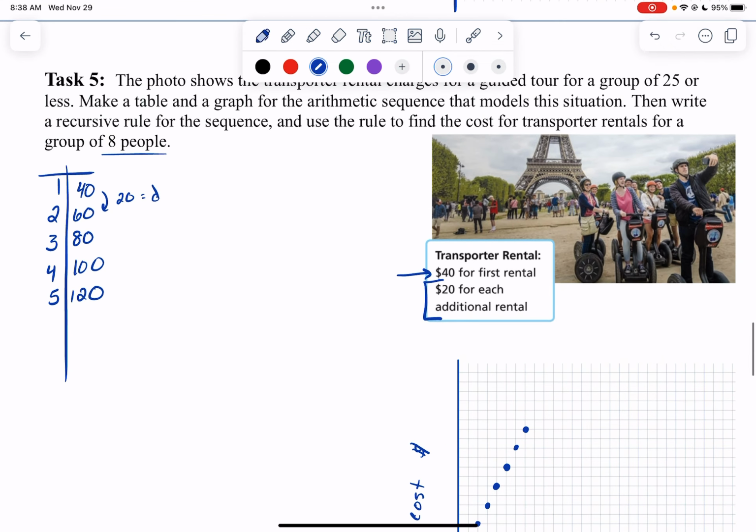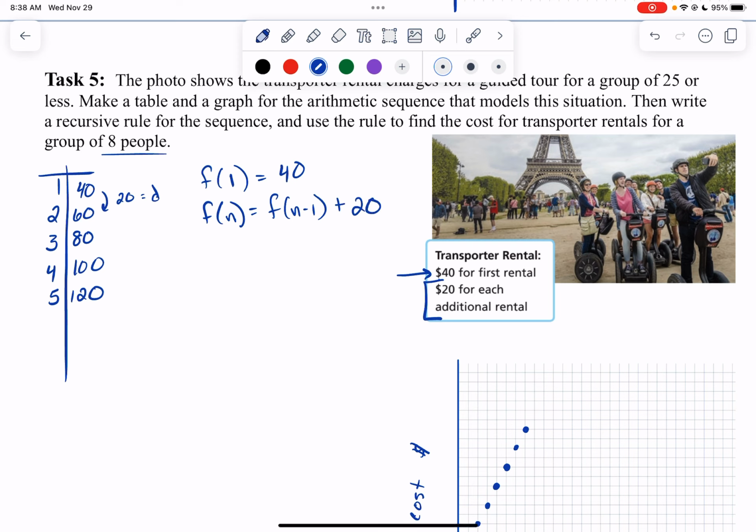So we have our table. We have our graph. Then write a recursive rule. So for our recursive rule, we need the first term. Oh, typo, that should be f of 1. My first term is 40. F of n equals the previous term, f of n minus 1, plus an additional $20. So f of n minus 1 plus 20.